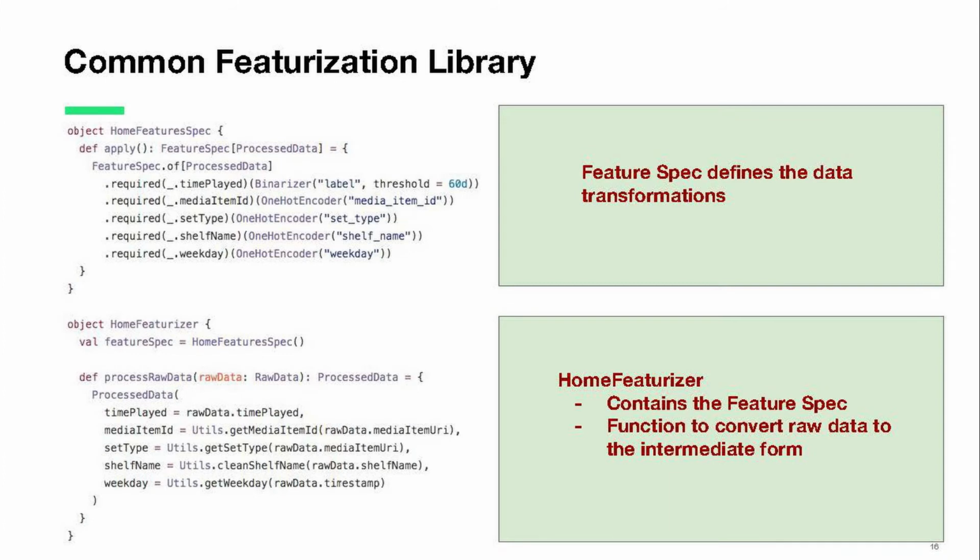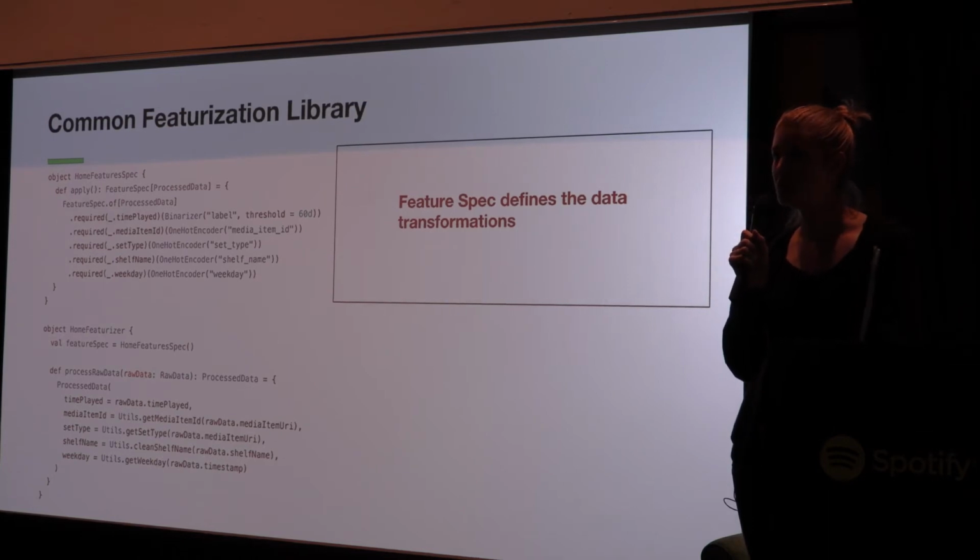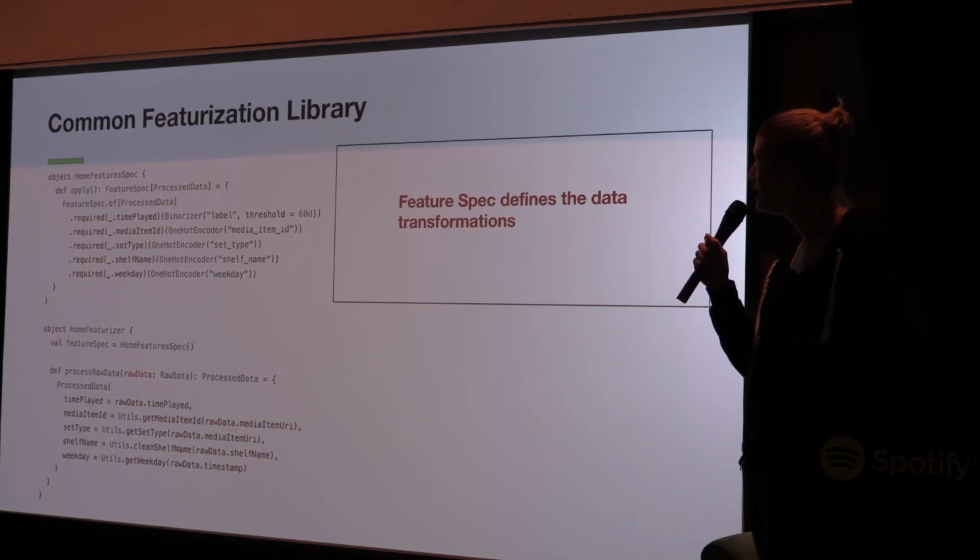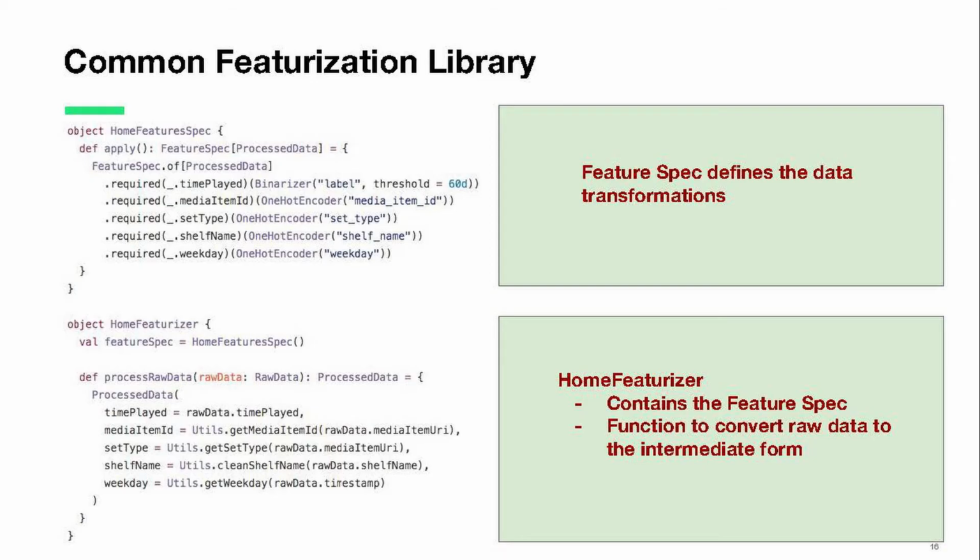And so the common featurization library is also going to hold two other functionalities. One is the feature spec that Fallon talked about. This works out pretty well, as the two transformers that I'm using in this example are binarizer and one hot encoder. So we're going to create the label using the binarizer. We're going to say if someone has listened to this song for more than 60 seconds, let's set the label to 1, indicating that they enjoyed that experience, and 0 otherwise to create a negative example. And then we're going to use a one hot encoding for the media item ID, set type, shelf name, and weekday.